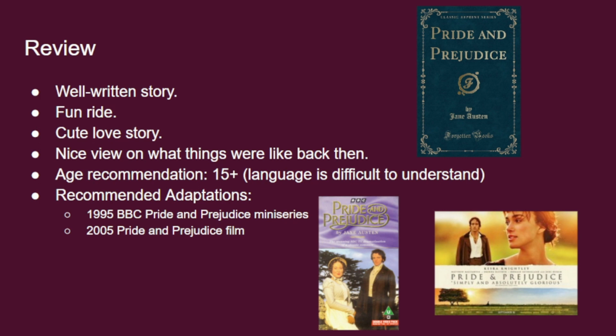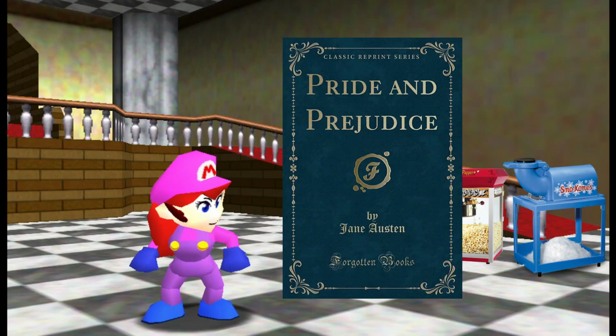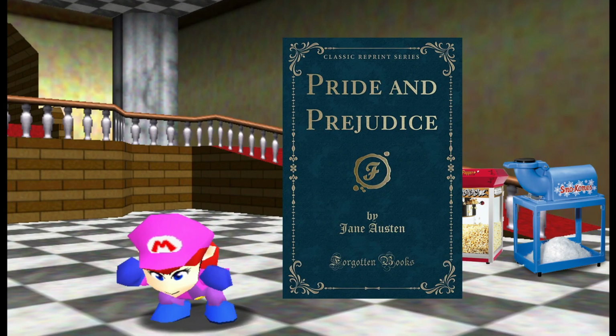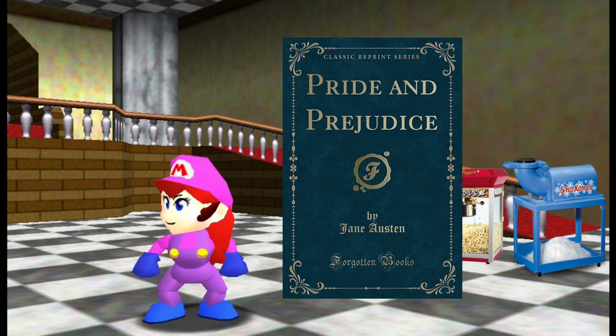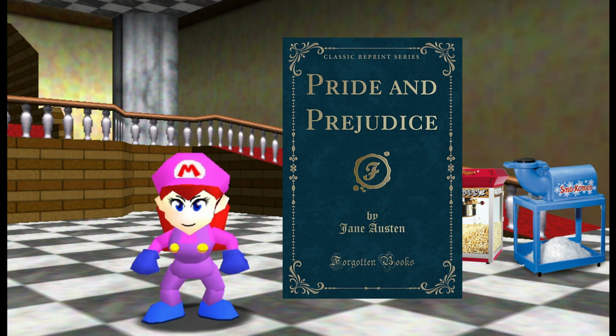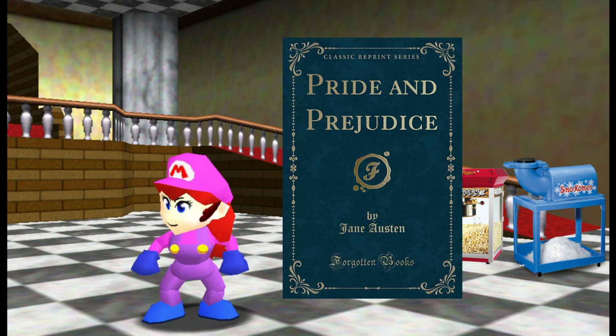I'd actually recommend watching either the miniseries or the movie first before reading the book so you get a good grasp on what's going on because, again, the language is difficult to understand. Pride and Prejudice is still one of my favorite love stories, and I love watching the miniseries. I understand why some of you may find it boring, but personally, I think it's worth your time.